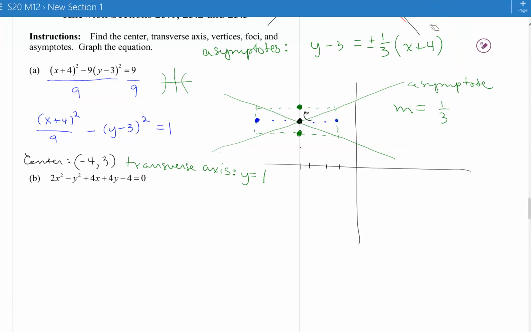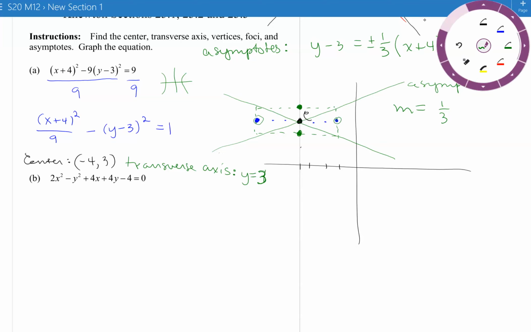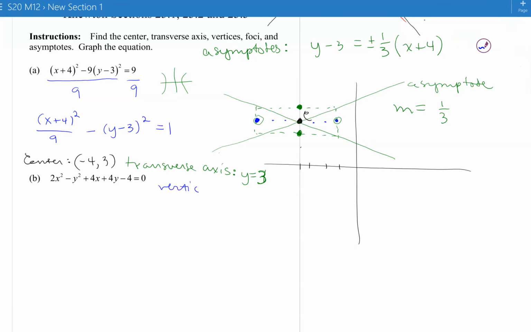Sorry, I'm not very good at erasing on here. Y equals 3. Then our vertices, because we know it's going to open right left, our vertices are the blue dots. So our vertices are going to be -1, 3, and -7, 3. So read those off the graph.